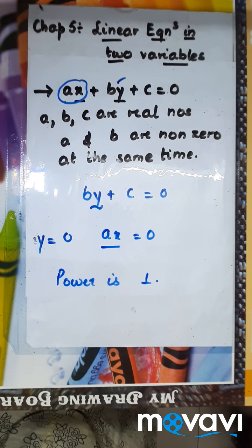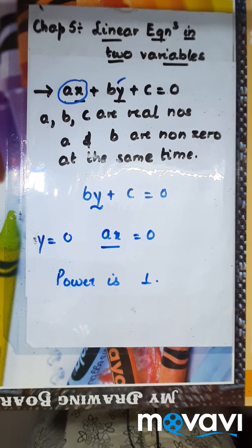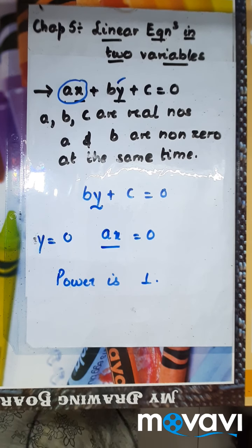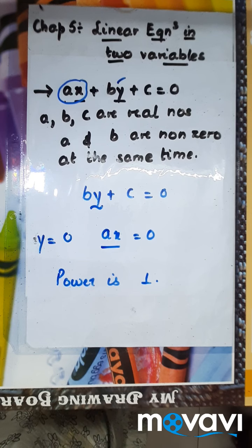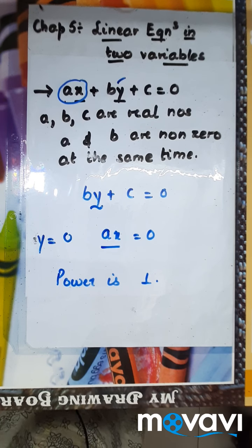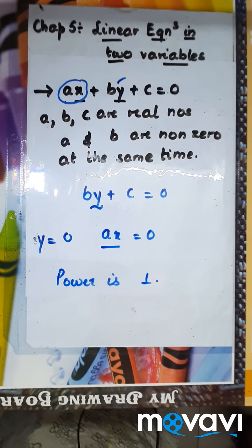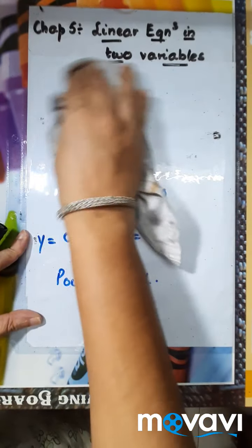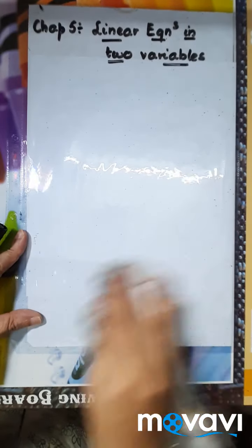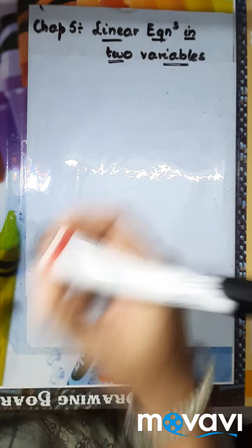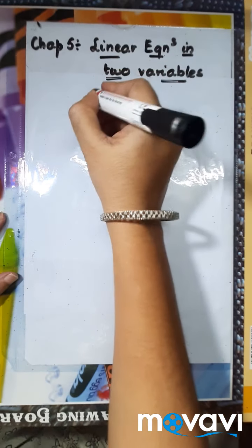So let's start with exercise 5.1. Now this year, because of the pandemic, you have only one way of solving linear equations. You do not have the substitution method, you only have the elimination method in order to solve a linear equation. However, let's start with exercise 5.1.